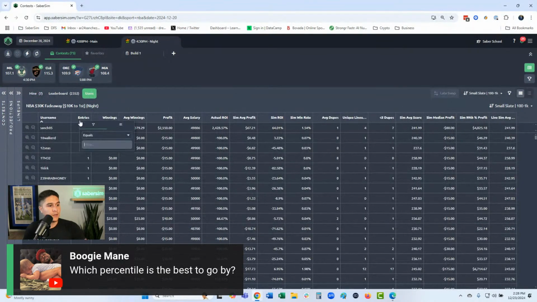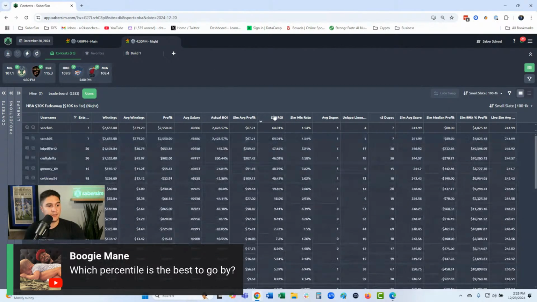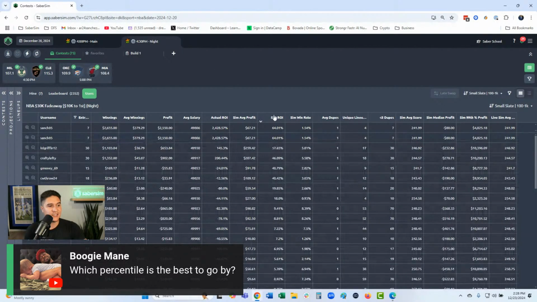All right. Let's see. Greater than or equal to 7 entries. Sort by sim ROI. Oh, I crushed this slate. See, I love this, right? Top sim ROI based on the number of entries that I had, and I get rewarded for it. Actually, all these users got rewarded. KD Griffin gets rewarded. Crafty Lefty gets rewarded. It's nice to see when those sim ROIs come to fruition and actually pay off, right?